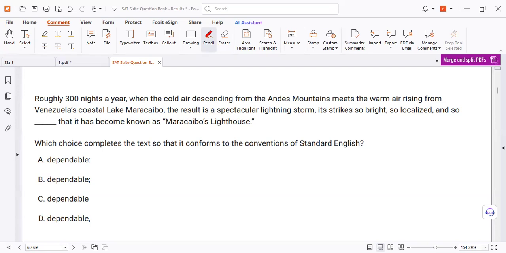Letter D. Letter D. Oh, so why do you think letter C is wrong? Letter C. Because it's... hmm?